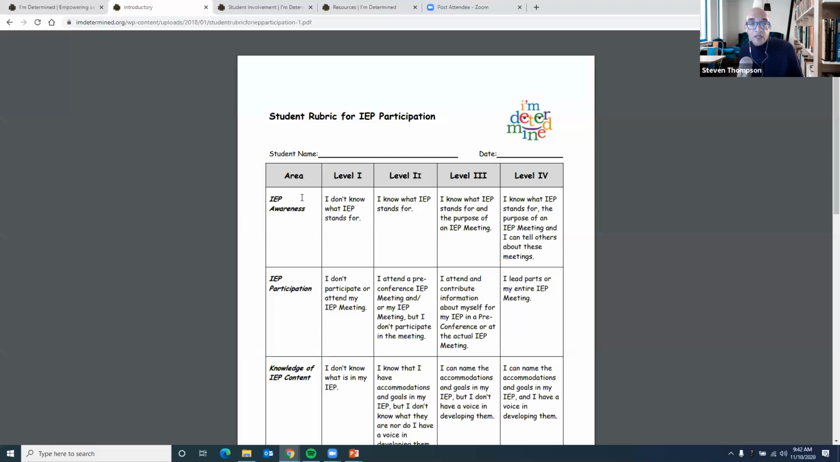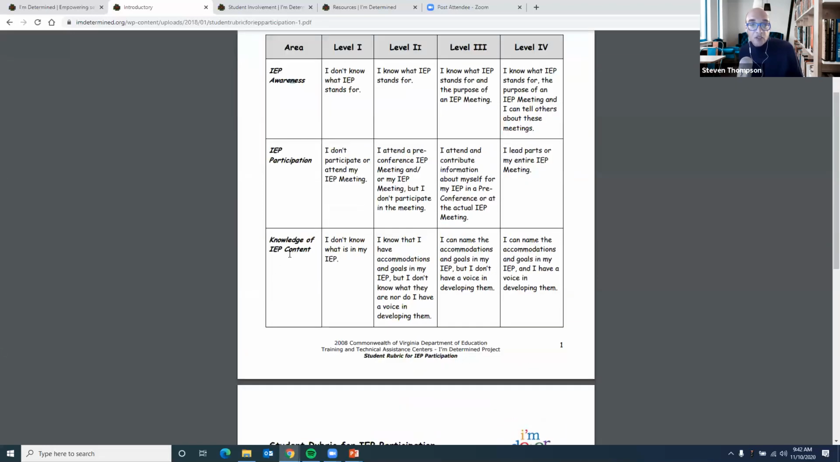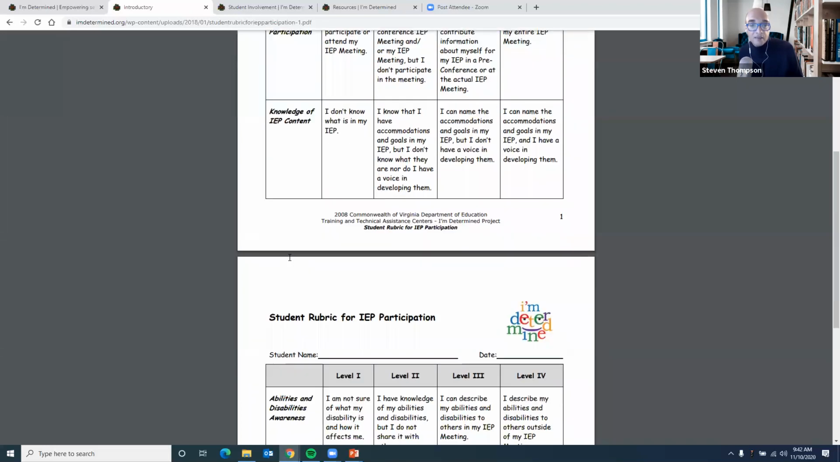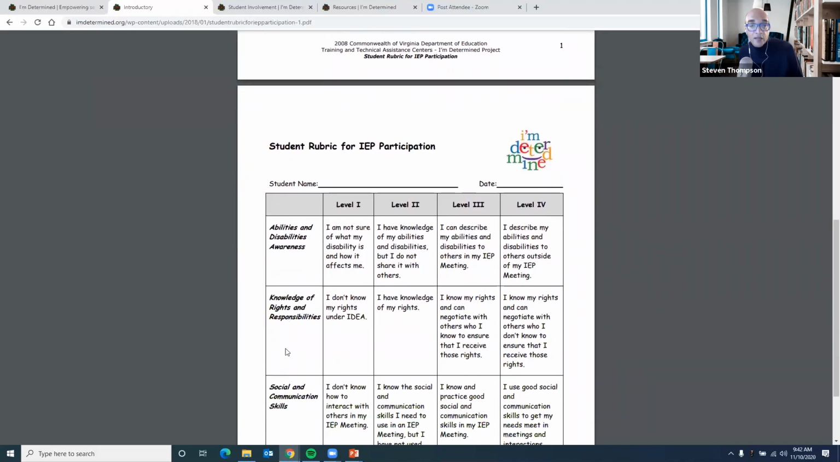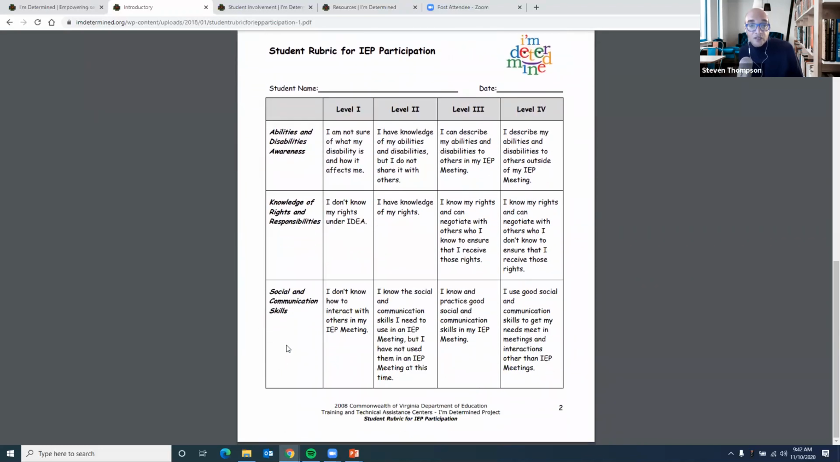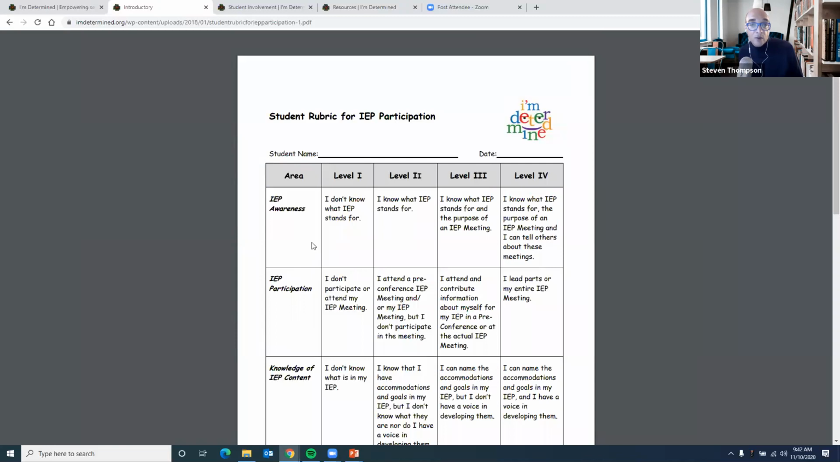It goes through each area of an IEP, from IEP awareness, IEP participation, knowledge of their content, abilities and disabilities, knowledge of rights and responsibilities, their skills, okay? And then they can rank themselves. Like, for example, IEP awareness. I don't know what IEP stands for. There's level 1 up to a level 4. I know what IEP stands for and the purpose of an IEP meeting, and I can tell others about these meetings.